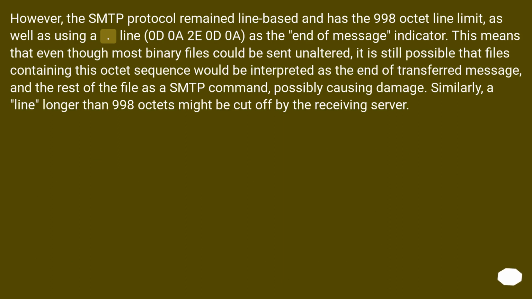However, the SMTP protocol remained line-based and has the 998 octet line limit, as well as using a line containing 0D 0A 2E 0D 0A as the end-of-message indicator. This means that even though most binary files could be sent unaltered, it is still possible that files containing this octet sequence would be interpreted as the end of the transferred message, and the rest of the file as an SMTP command, possibly causing damage. Similarly, a line longer than 998 octets might be cut off by the receiving server.